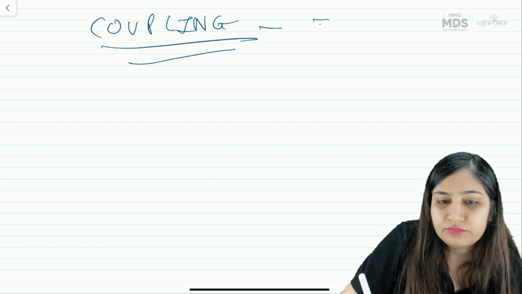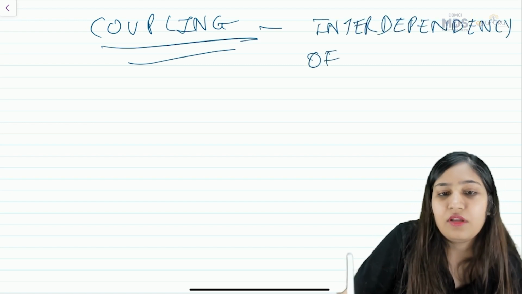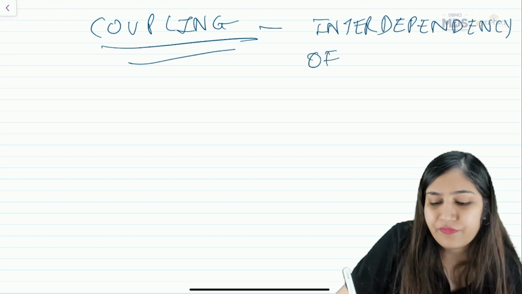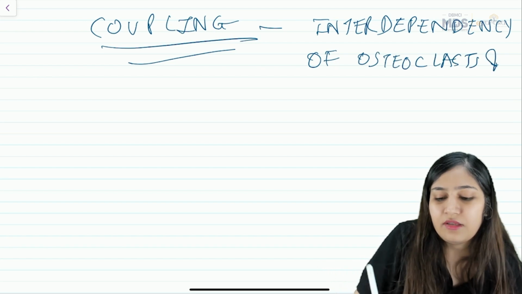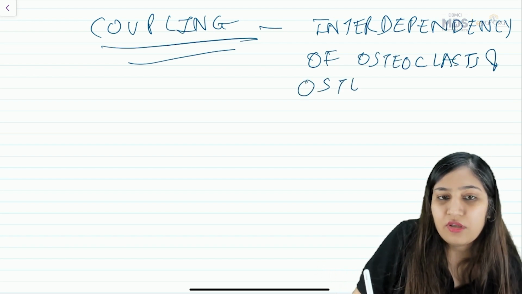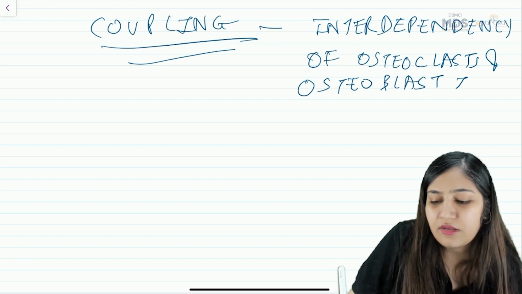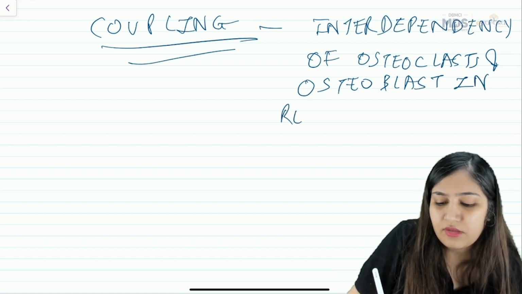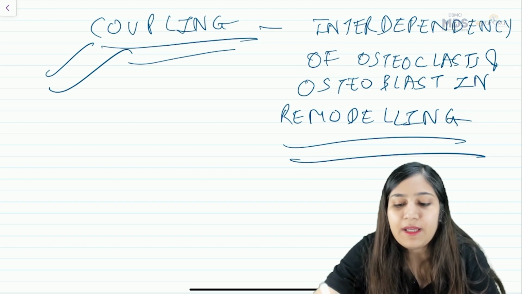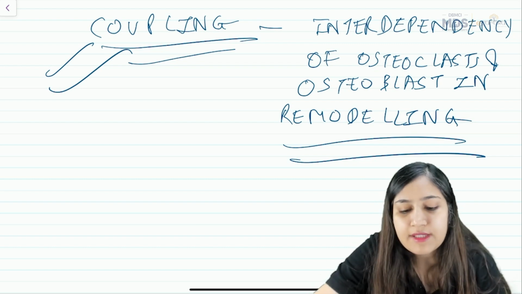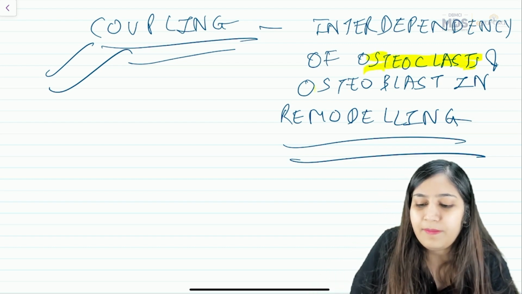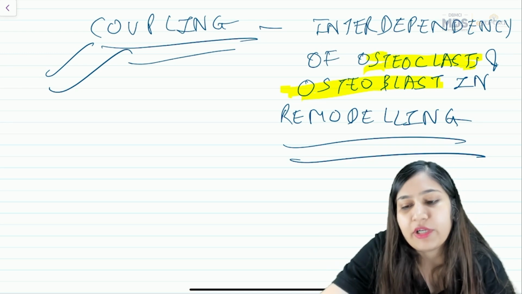Interdependency of osteoclast and osteoblast in remodeling. So coupling is mainly interdependency of osteoclast and osteoblast in remodeling.